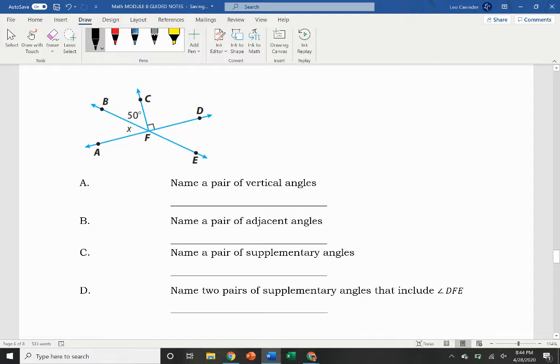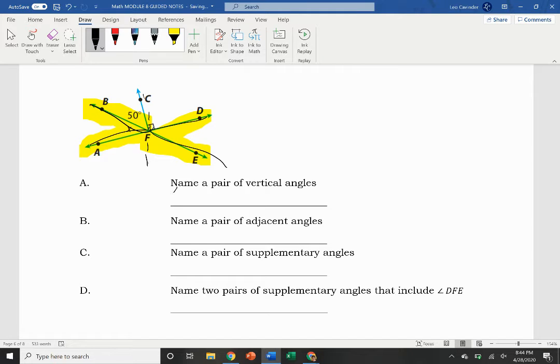In this angle group, or the diagram here, we're going to name a pair of vertical angles. Vertical angles are opposite angles formed by intersecting lines. So if we look here, I'm going to try and highlight it, AFB and DFE are vertical angles because they're the same opposites, but just kind of flipped. Okay, so if you look, they're flipped.